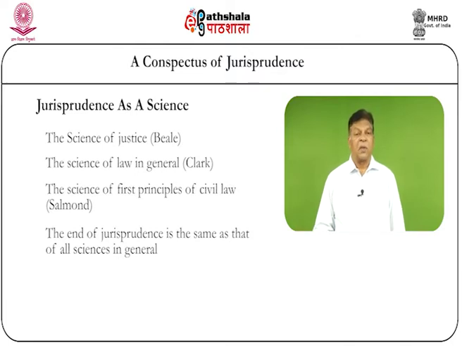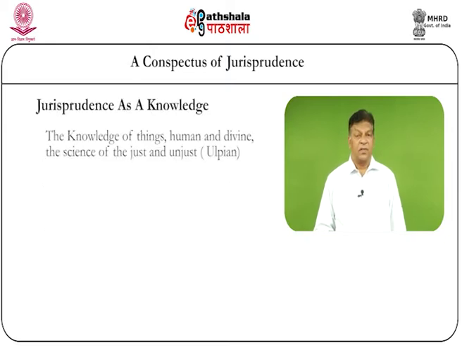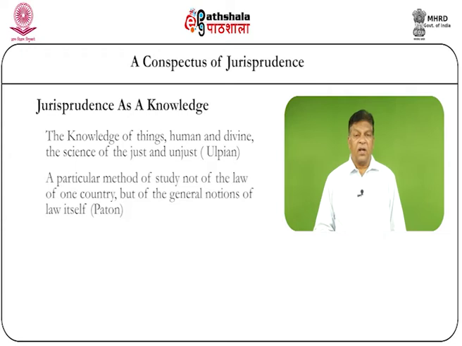The second important approach to define jurisprudence is from the knowledge perspective. The knowledge of things, human and divine, the science of the just and unjust, is jurisprudence according to Ulpian. A particular method of study, not the law of one country, but of the general notions of law itself, is the opinion expressed by Patton.